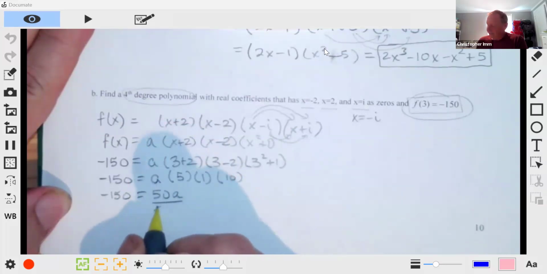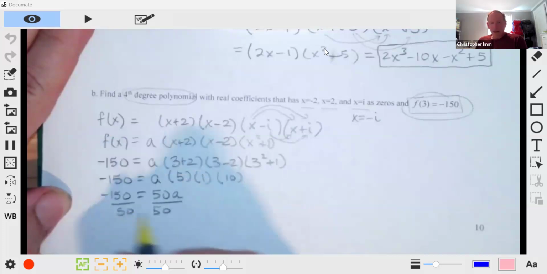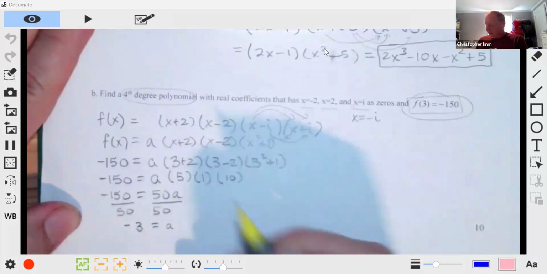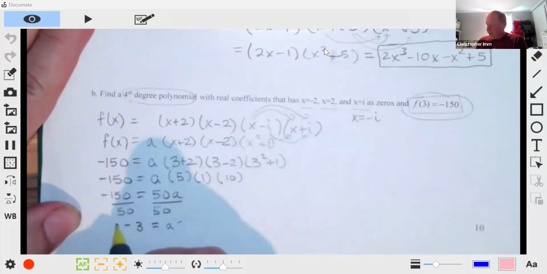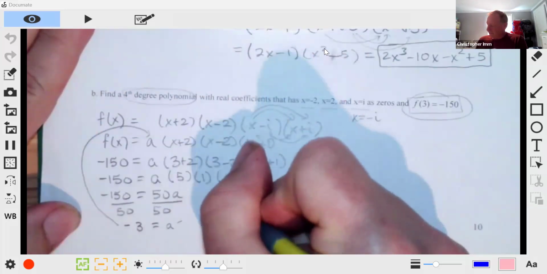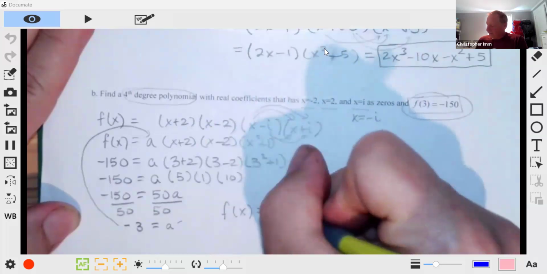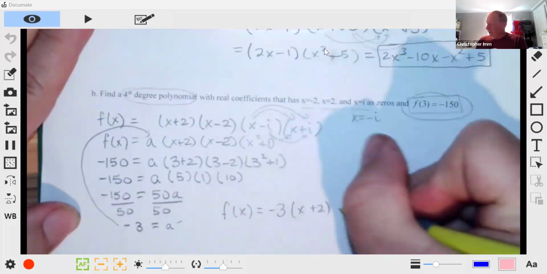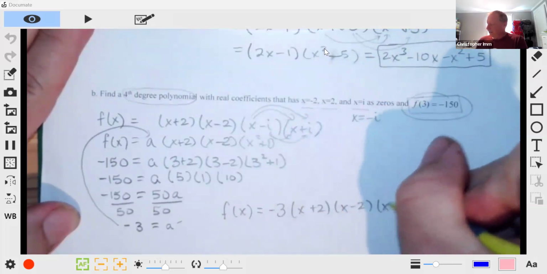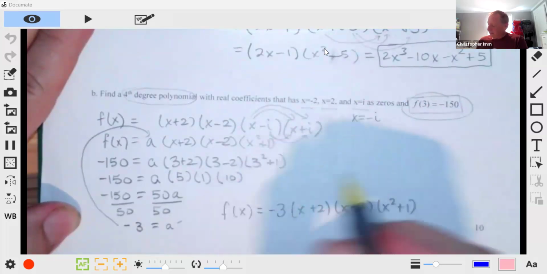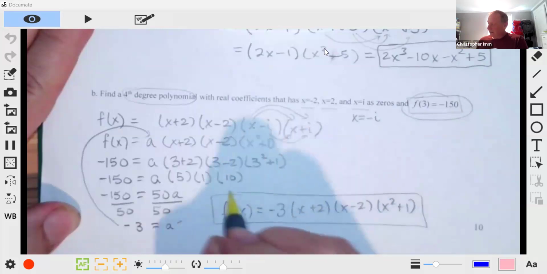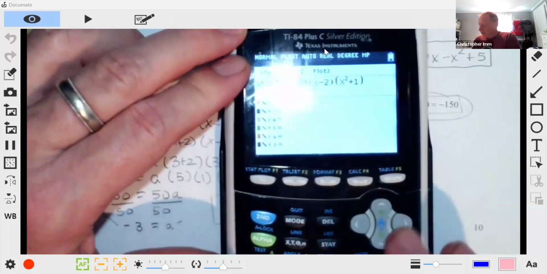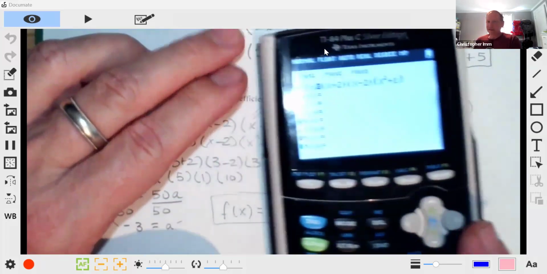And when I divide by 50, a turns out to be negative, which we knew it was going to be. In fact, it's going to be a negative 3. When I plug that back into my function up here, my function that I should get would be negative 3 times x plus 2, x minus 2, x squared plus 1, without multiplying everything out. Let's go ahead and just check that out to see if it works. I'm going to try to be a little slick here. We'll see how it works.